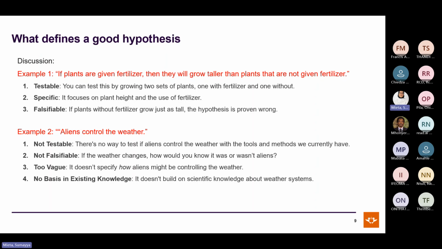So I hope these examples can help you understand what a good hypothesis is. Are there any questions on this? If anyone feels that they have a burning issue and we need to address it.